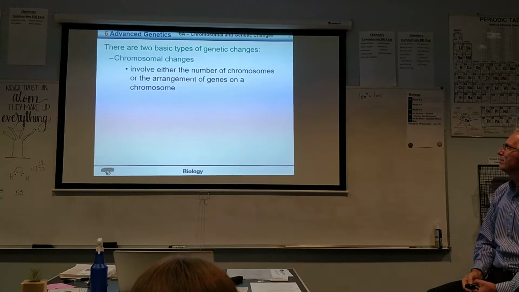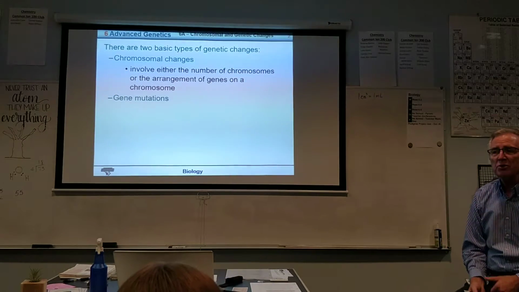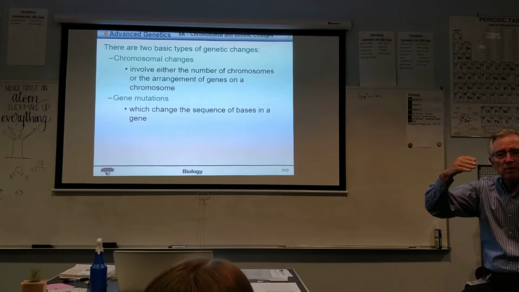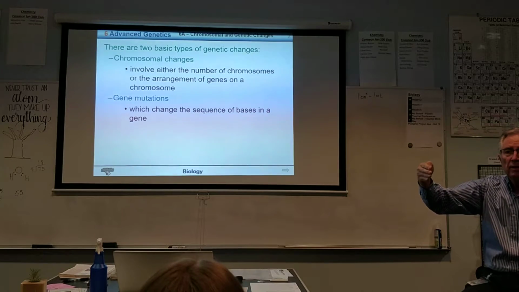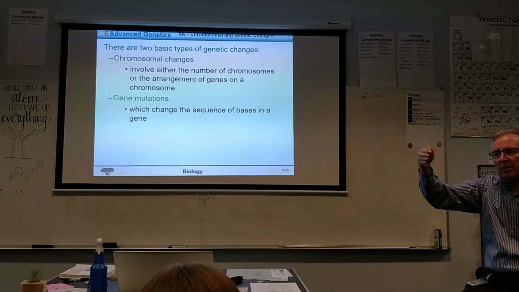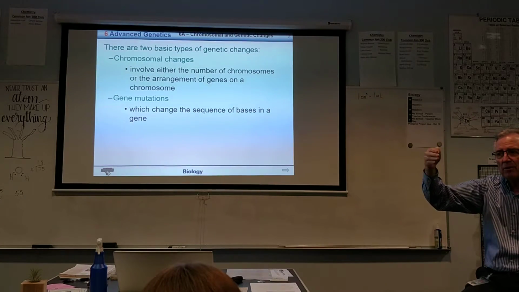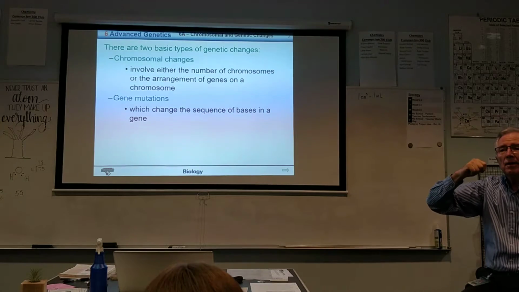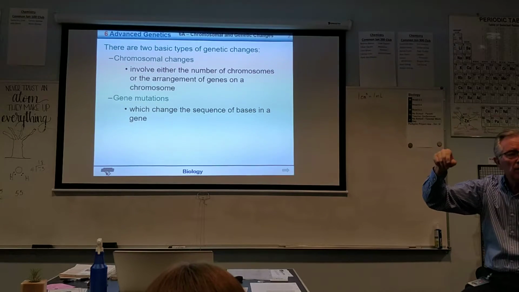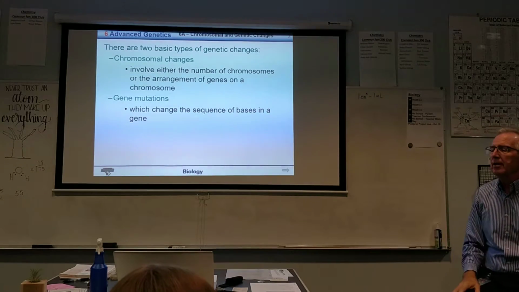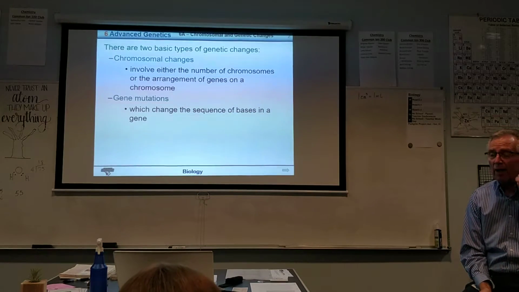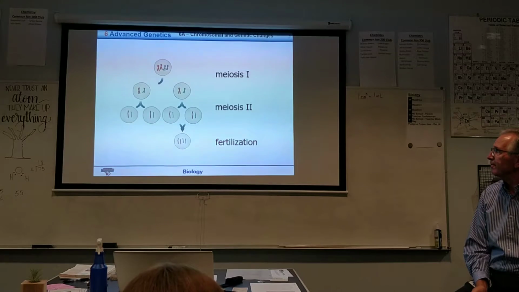The other kind of mutation is called a gene mutation, and this is where, remember that each gene is made up of a sequence of bases. We have the A for adenine, C for cytosine, T for thymine, and G for guanine. Maybe the order is different. So in other words, the three-letter word is actually a different word. So that's what we mean by a gene mutation. And we'll talk about how that can possibly take place.